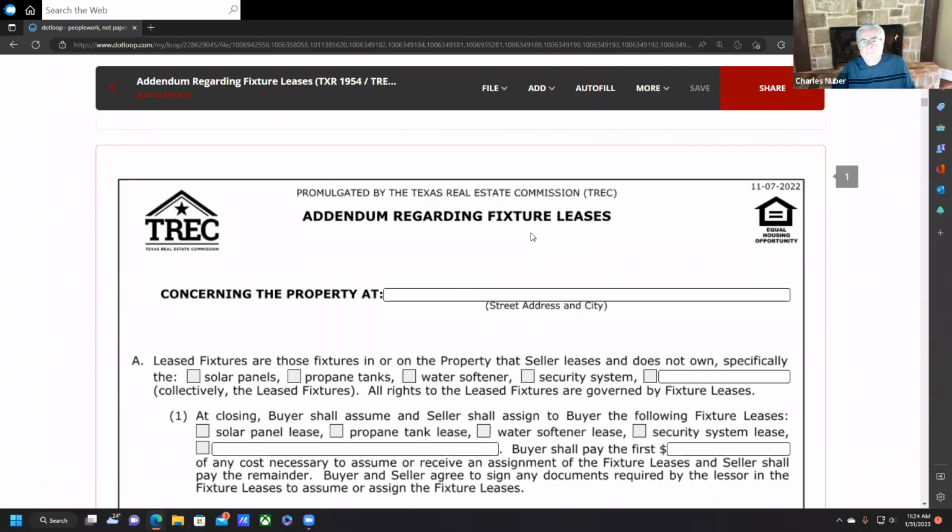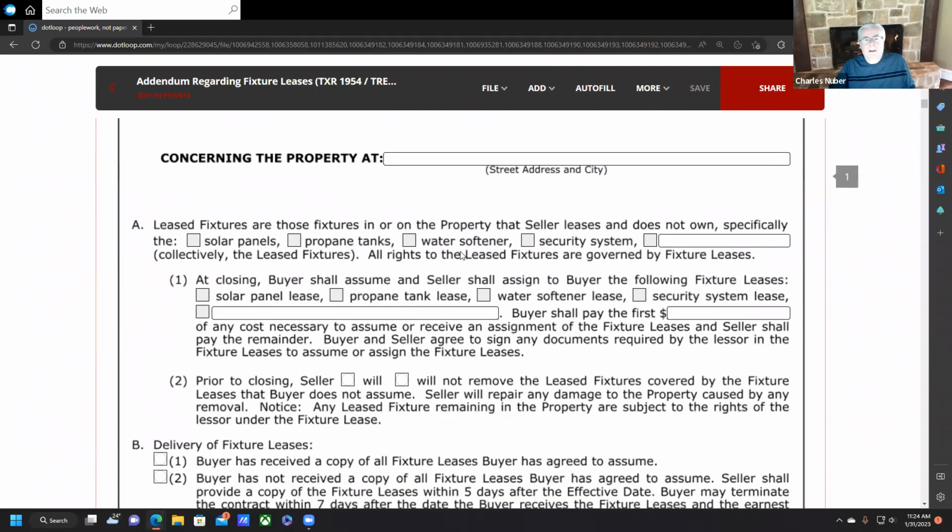Okay, addendum regarding fixture leases. Let's talk about solar panels. Let me get on a soapbox. Solar panels are, to me, the kryptonite of real estate. Somebody mentioned the other day that it's easier to sell a timeshare than it is to sell solar panels. That's because there are so many different programs out there and you don't know what program you've got.